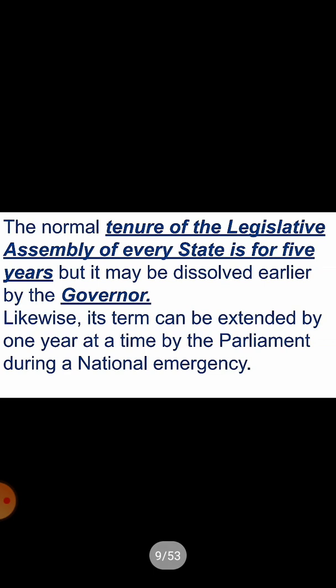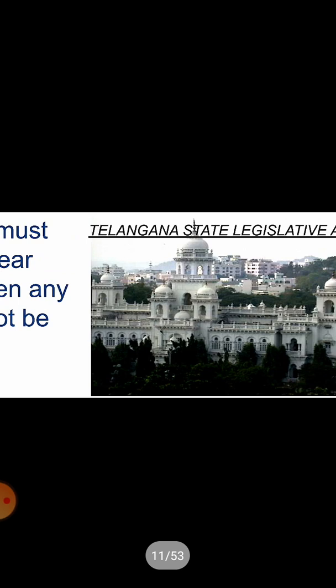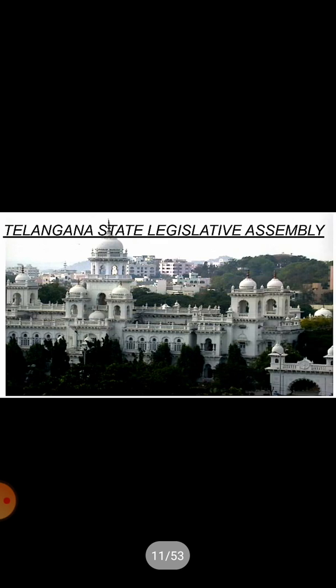The tenure or term of office of the Legislative Assembly is 5 years, but the governor can dissolve it before completion of 5 years, or it can be extended by Parliament for 1 year during a national emergency. The state legislature must meet at least twice a year, and the interval between any two sessions should not be more than 6 months. So this legislature should meet 2 times in a year, and the gap between the two sessions should not be more than 6 months. Here you can see a picture of a state legislative assembly.